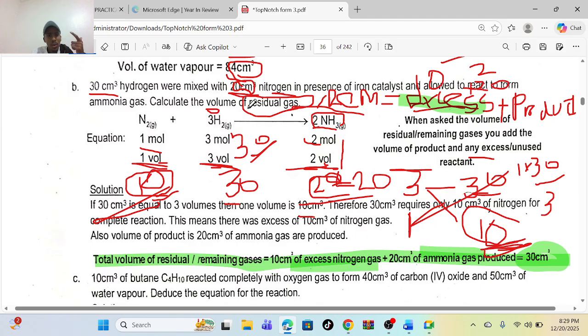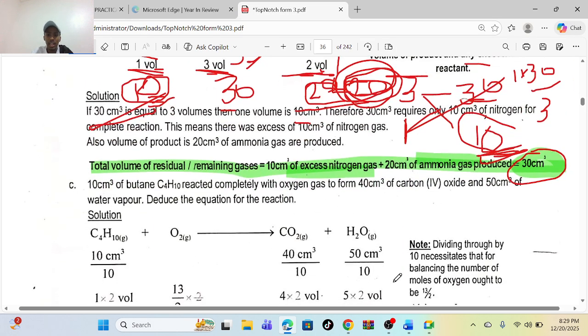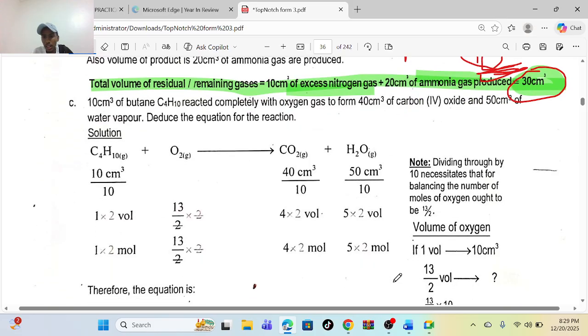Lakini ni how much ndio imemixiwa? Ni 20 ndio imemixiwa. Kama volume ni 10 na already they mixed with 20, how much volume is in excess? So itakuwa 20 minus 10. So the excess is 10. So the residual gas itakuwa the excess which is 10 plus the volume of the product which is 20. Which is 20 plus 10, and the answer will give you 30 centimeter cubic. And that's all about Gay-Lussac's law.